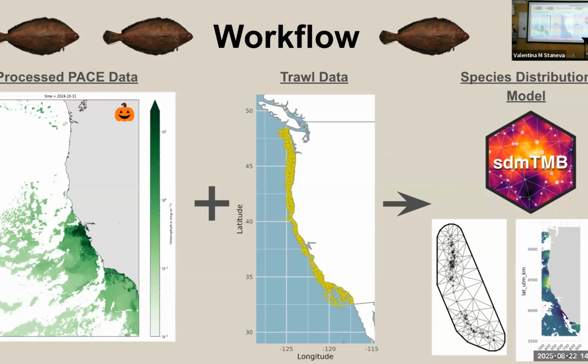So now that we have this data, we put it into a species distribution model called sdmTMB, invented by Eric just down the hall. And this is a gamma model that also takes into account random spatial effects. So as we put it into the model, we got some really interesting results that Max is going to talk about.